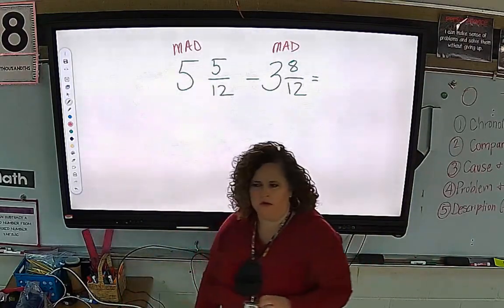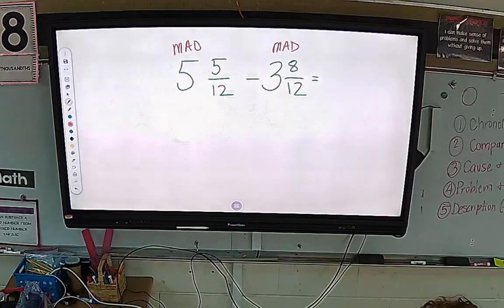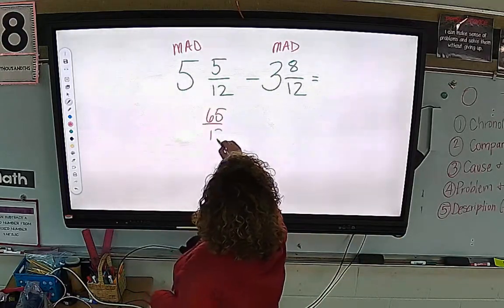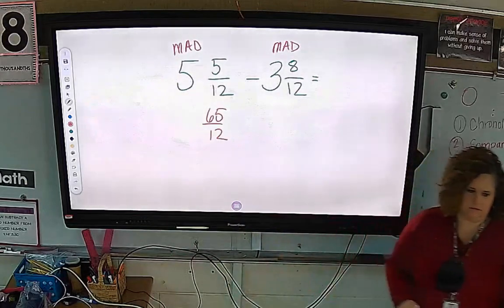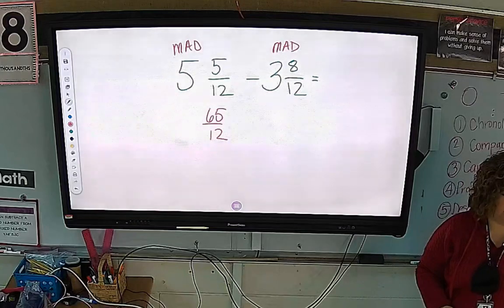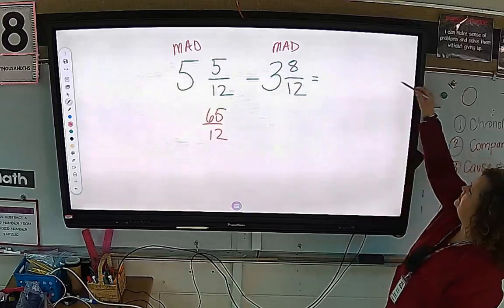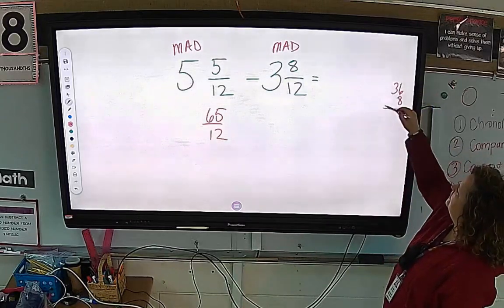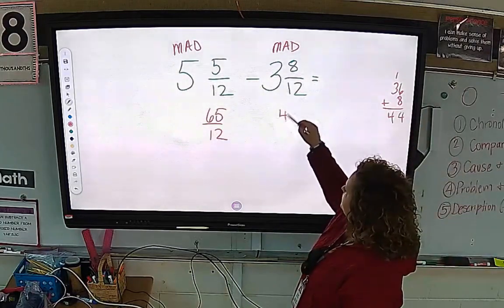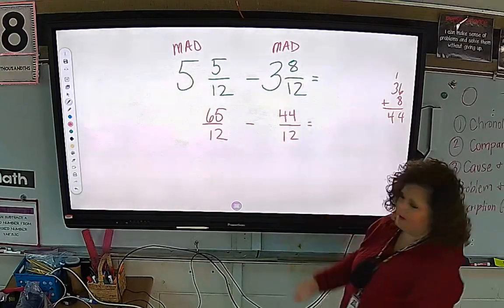12 times 5. Oh, it's the 12s. Okay. What's 12 times 5? 60. Plus 5 more would be 65/12. What's 12 times 3? Come on, somebody knows their 12s. 36. Plus 8 more. Okay, and 44/12. Now, do y'all know how to do 65 minus 44?